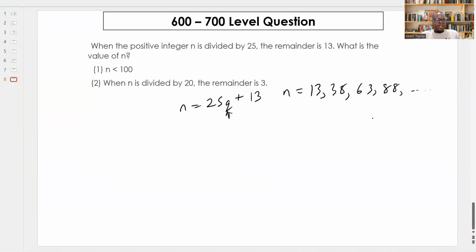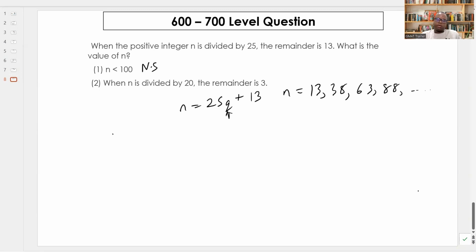The first statement says that n is less than 100. So if n is less than 100, n can be any of 13, 38, 63, 88, and they all satisfy the conditions. So this is definitely not sufficient. Then let's look at the next statement.